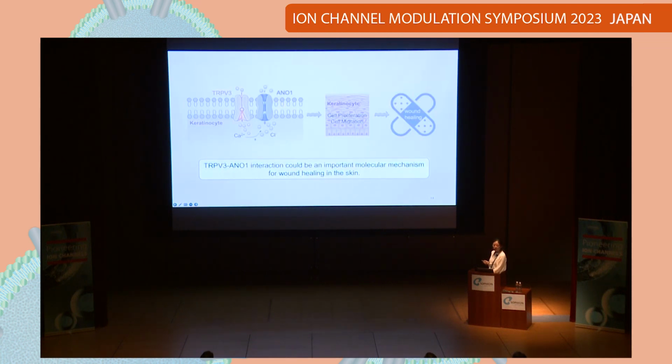Although I did not mention many details, we concluded here that calcium through TRPV3 could cause the activation of ANO1 and lead to chloride influx. This further regulates cell proliferation and migration by keratinocytes. So we believe this TRPV3 and ANO1 interaction could be an important molecular mechanism for wound healing in the skin.